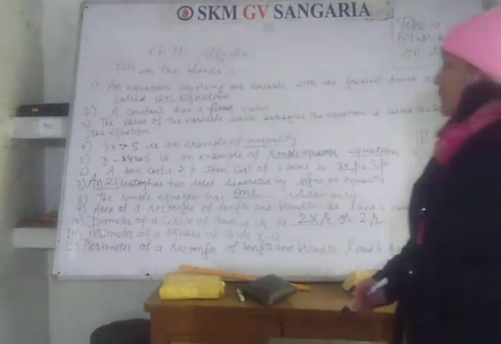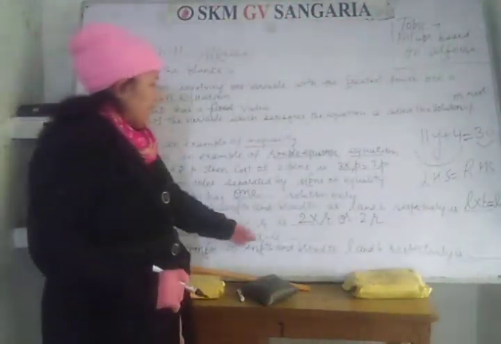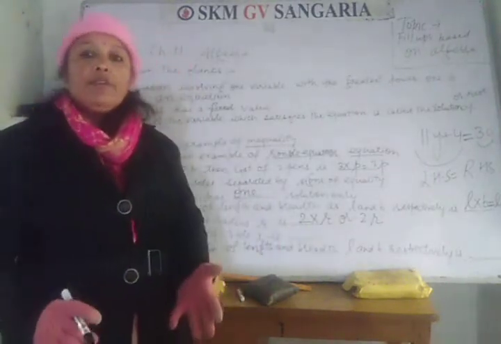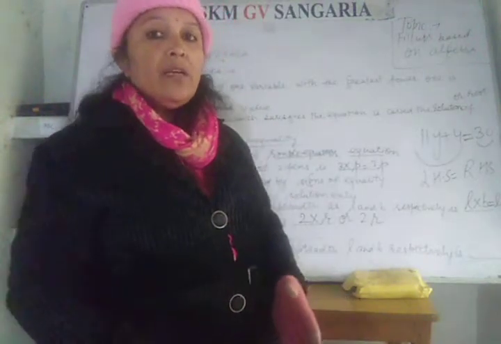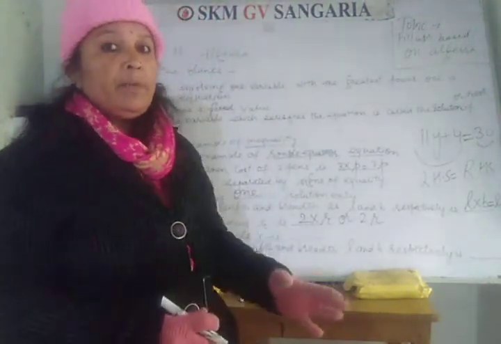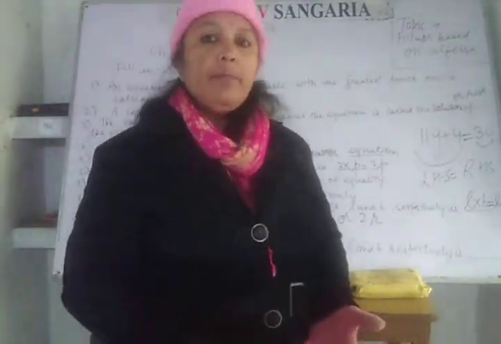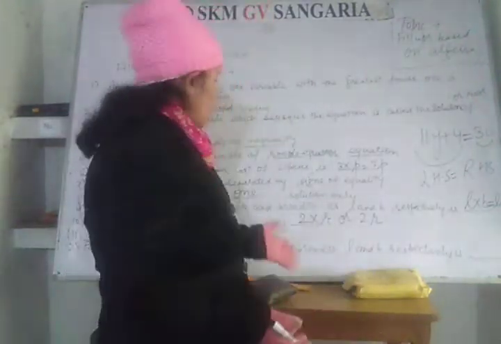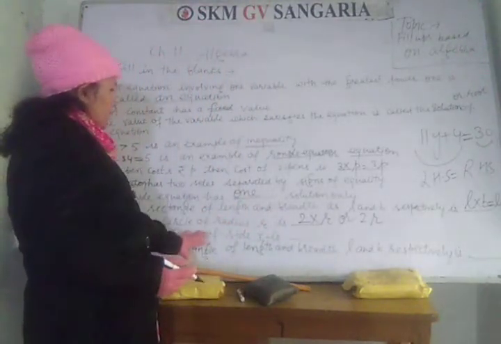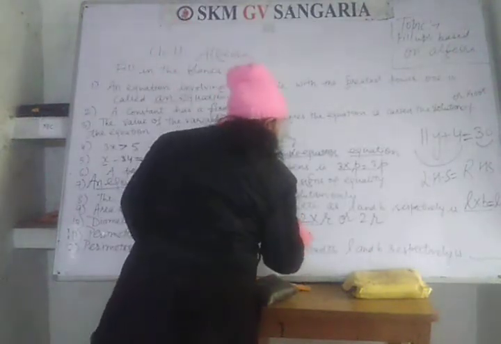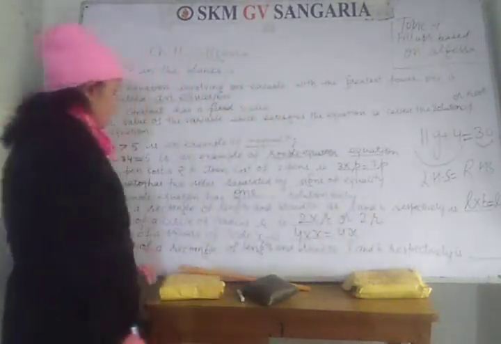Then the perimeter of a square of side x. If the side of a square is x, then the perimeter of the square is 4 into side. So you should learn the formulas based on chapter number 10, and if variables are given, only then you can frame the formula here. Perimeter of a square of side x is 4 into side, so 4 multiplied by x is equal to 4x.